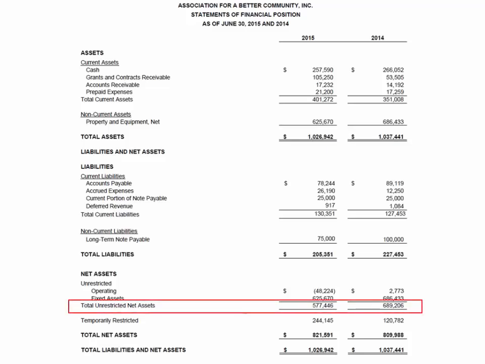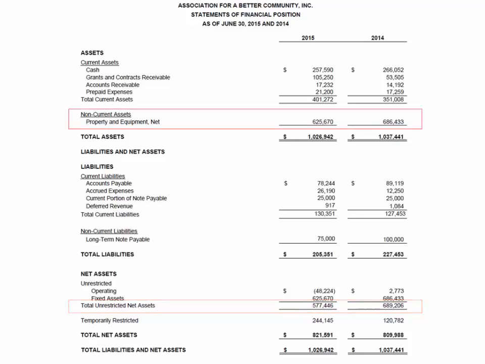So looking back at the balance sheet, in order to figure out what is our actual reserve position, what is our liquid unrestricted net asset number, we begin with our unrestricted net assets, which again in 2015 is $577,000. But if we look back up the balance sheet at our assets, we will see that included in that is $625,000 in property and equipment.